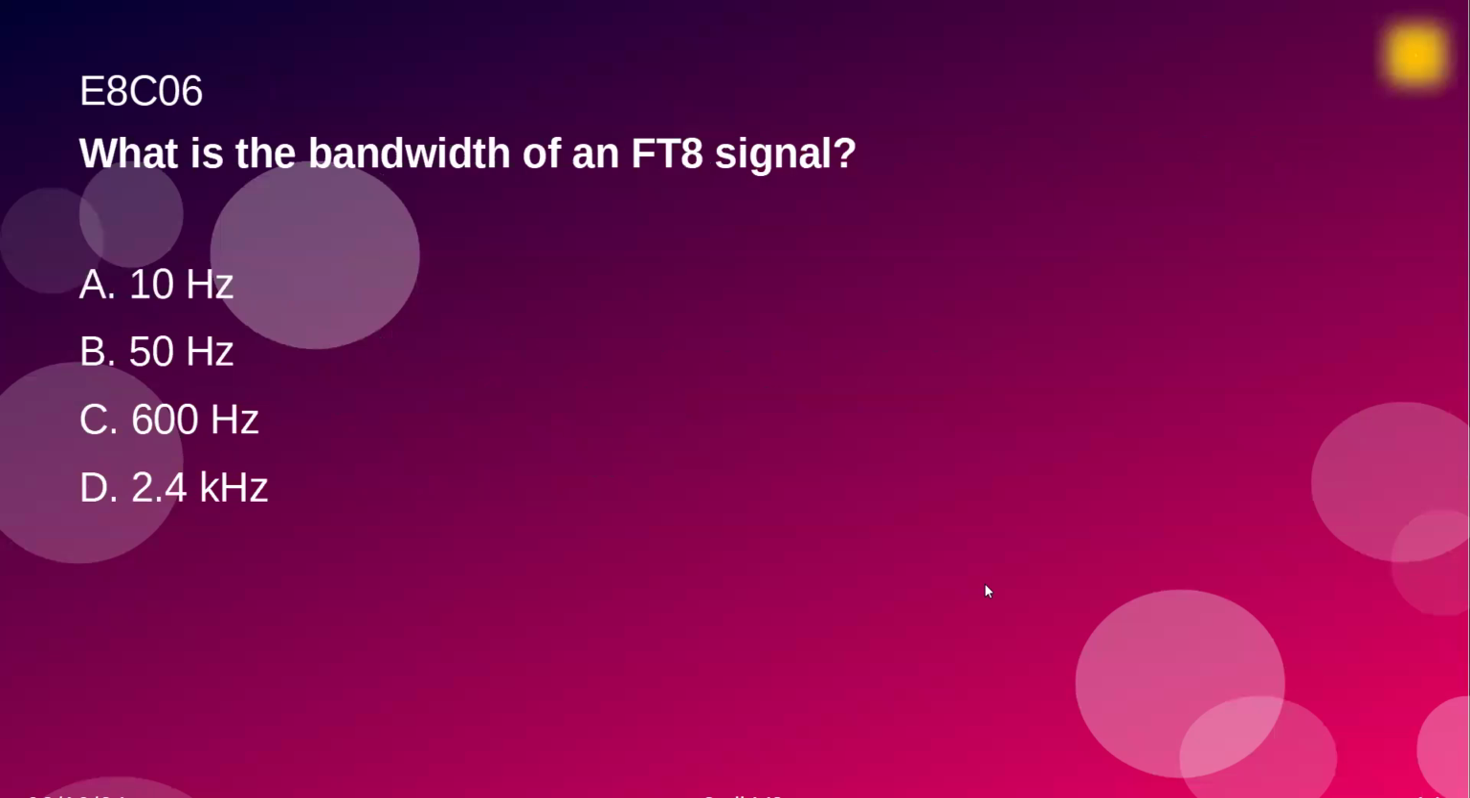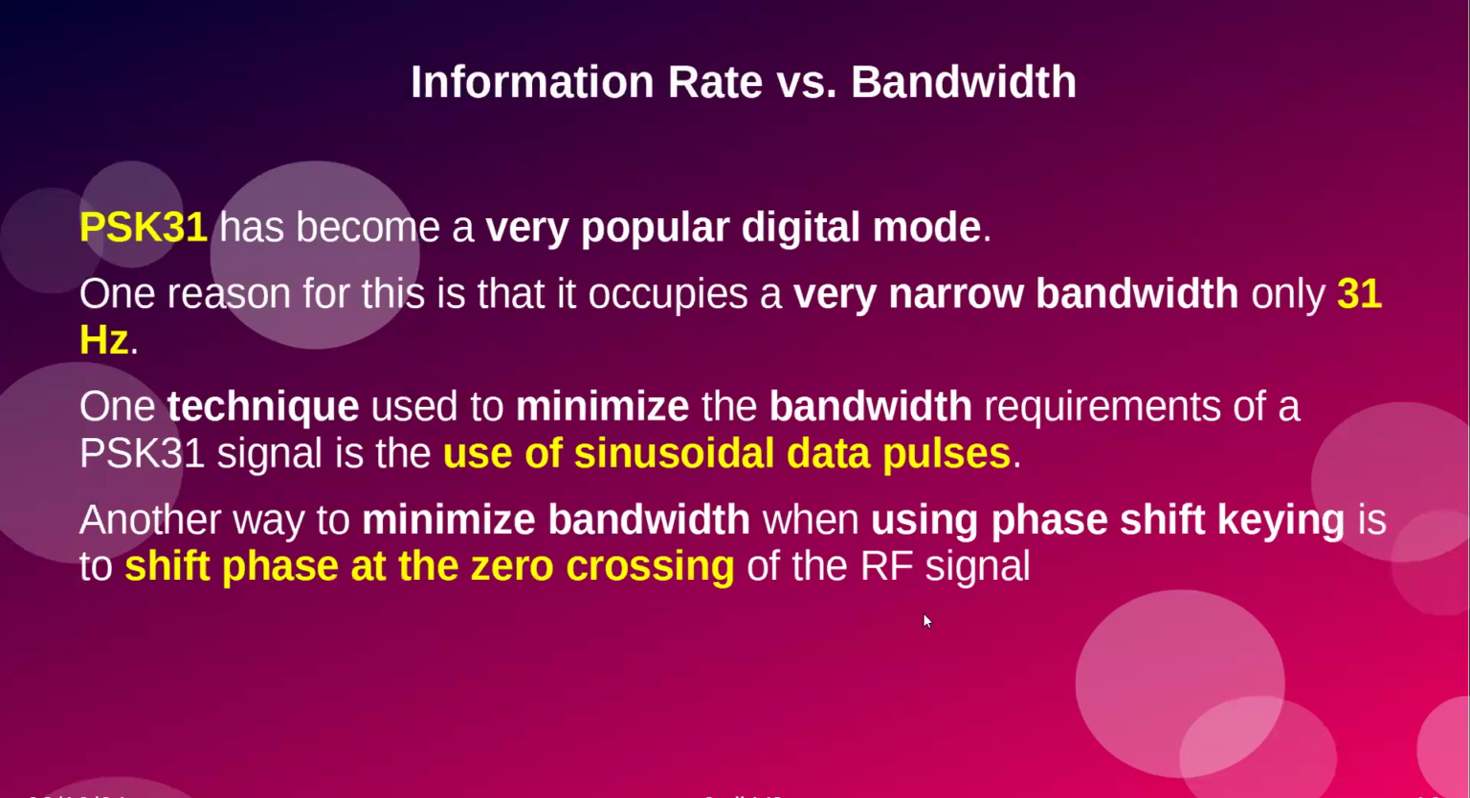What is the bandwidth of an FT8 signal? Were you listening again? I was thinking it was close to 52. Well, they're close. Morse code is 52 and FT8 is 50, so it's better.